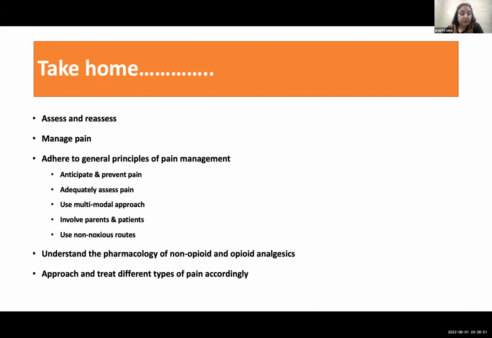Medication includes basic analgesia or adjuvants like medication for neuropathic pain, gabapentin, clonidine, amitriptyline, etc. So the take-home message is we need to assess and reassess pediatric pain, manage pain accordingly, and try to prevent it. Adhere to the principles of pain management: anticipate and prevent pain, adequately assess pain, use multimodal approaches, involve parents and patient, use non-noxious routes most of the time, understand the pharmacology of non-opioid as well as opioid drugs in the pediatric population, and approach and treat different types of pain accordingly. Thank you very much for the kind hearing.